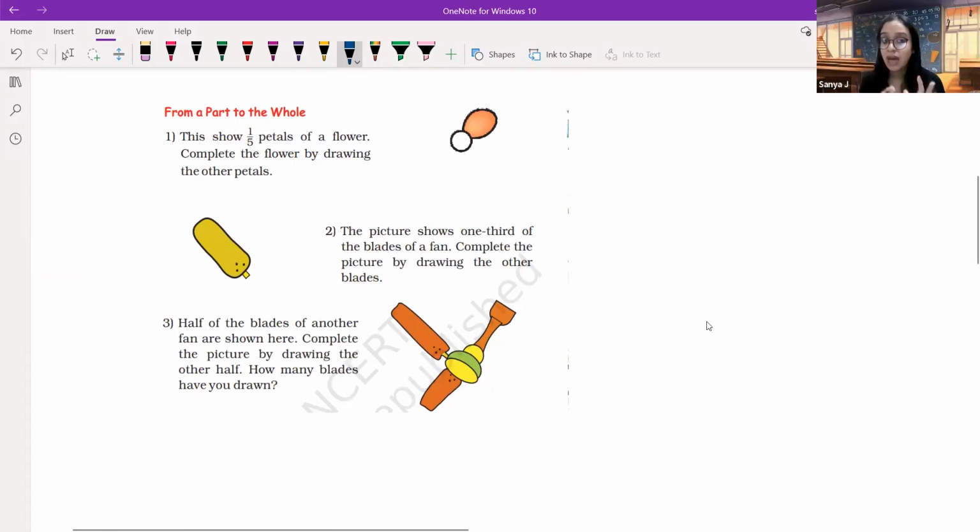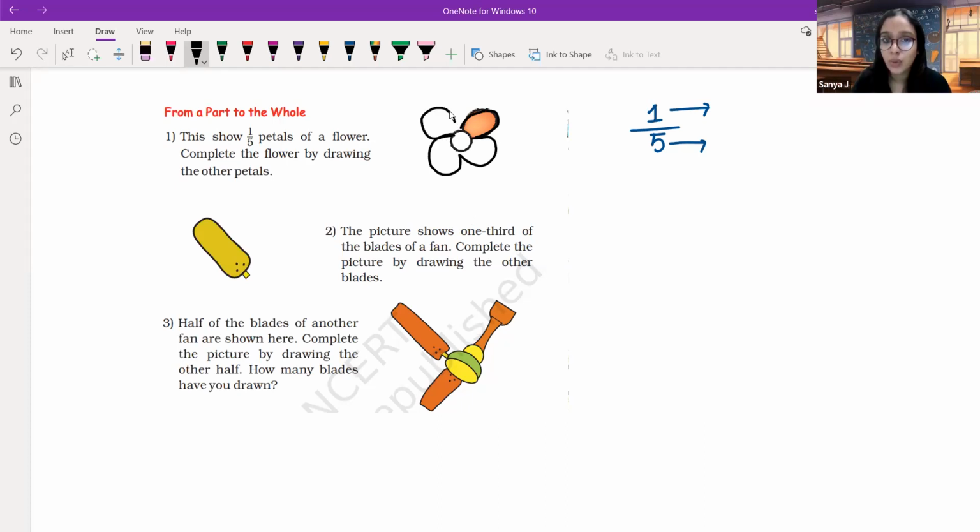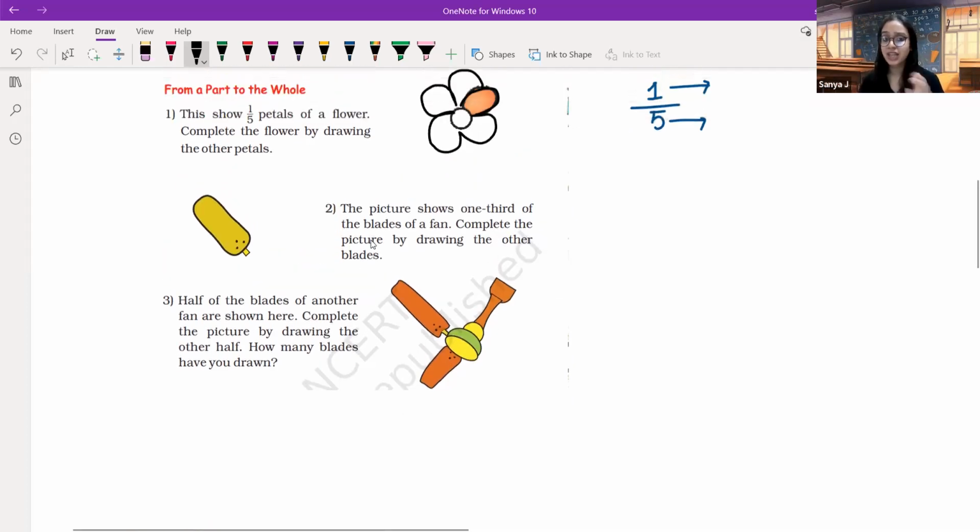Again based on parts and wholes. This picture shows 1/5 petals of a flower. 1/5 means what? That there were 5 equal parts and this one part is represented here. Complete the flower by drawing the other parts. This means that this whole flower has to have 5 equal parts. So let's complete it. This is 1. We'll make the second, the third one, the fourth one, and then the fifth one. Okay, everyone? Similarly, we have the next question.